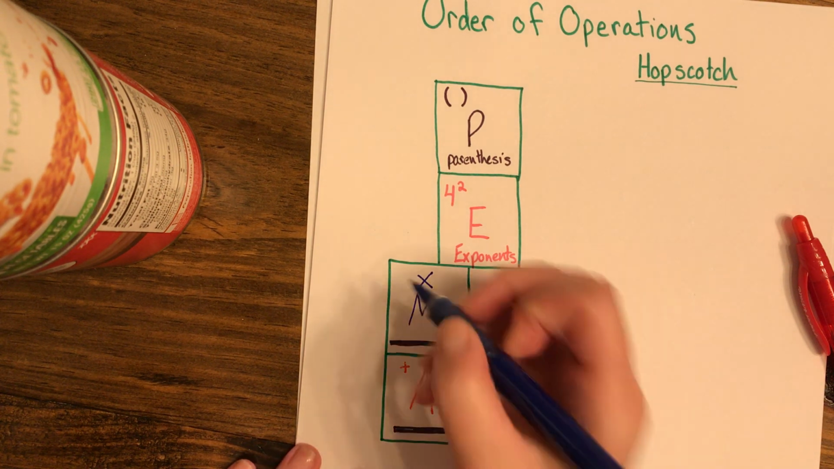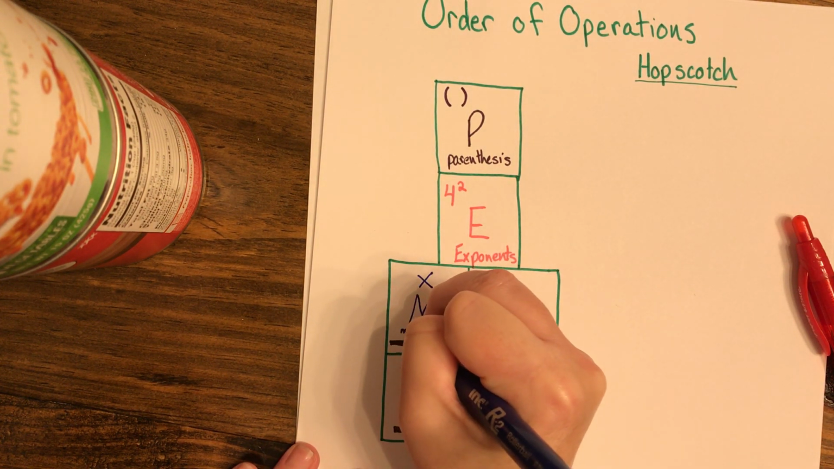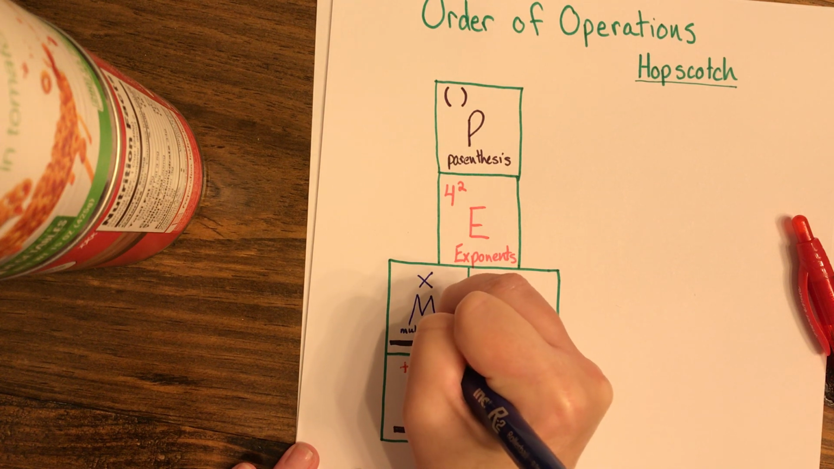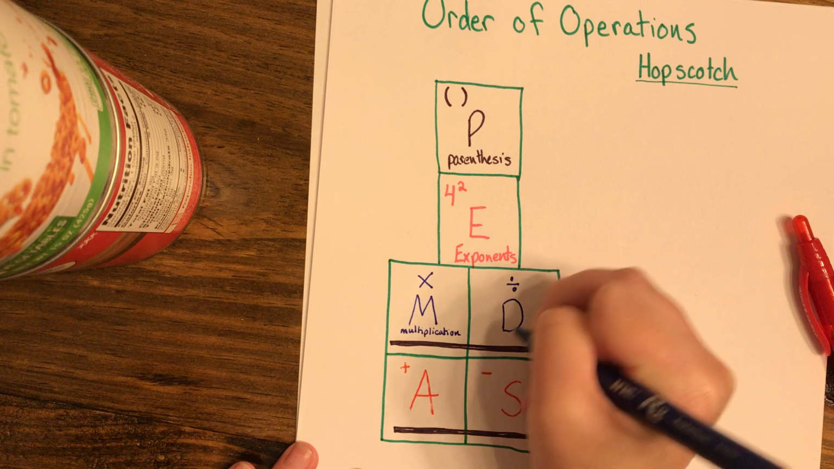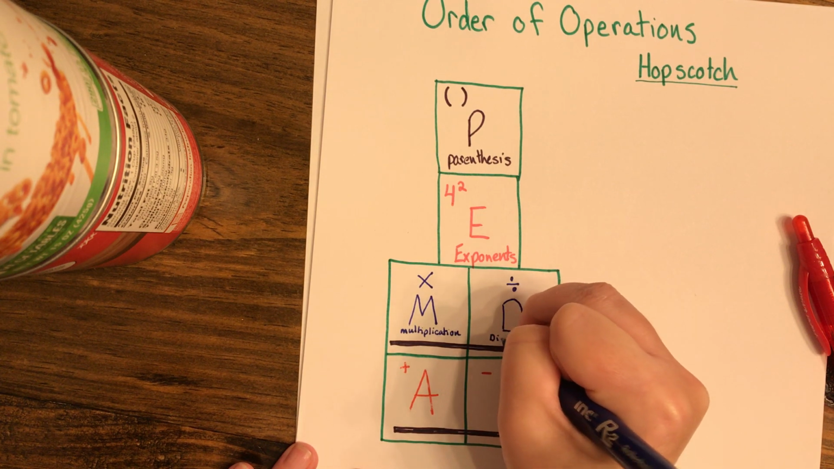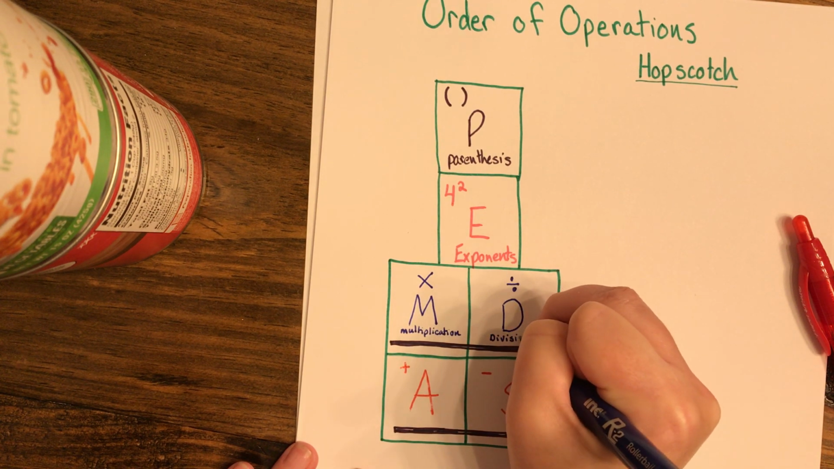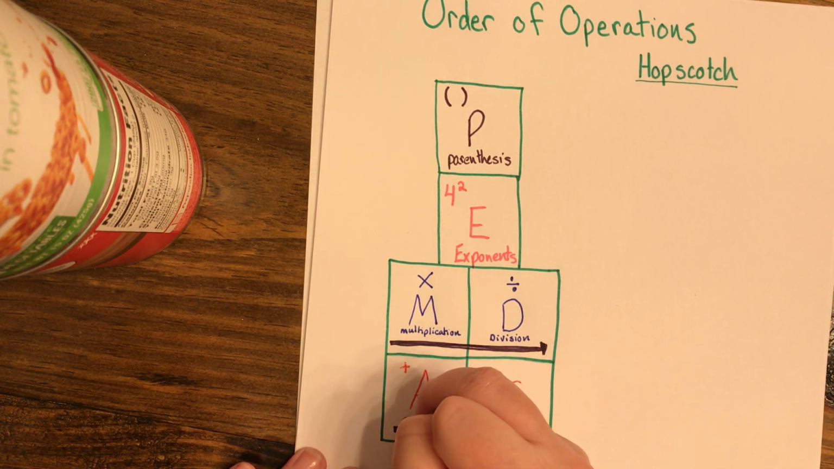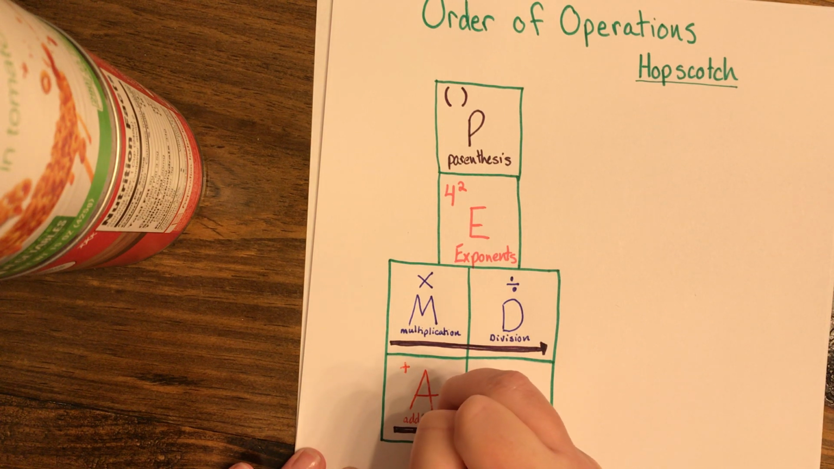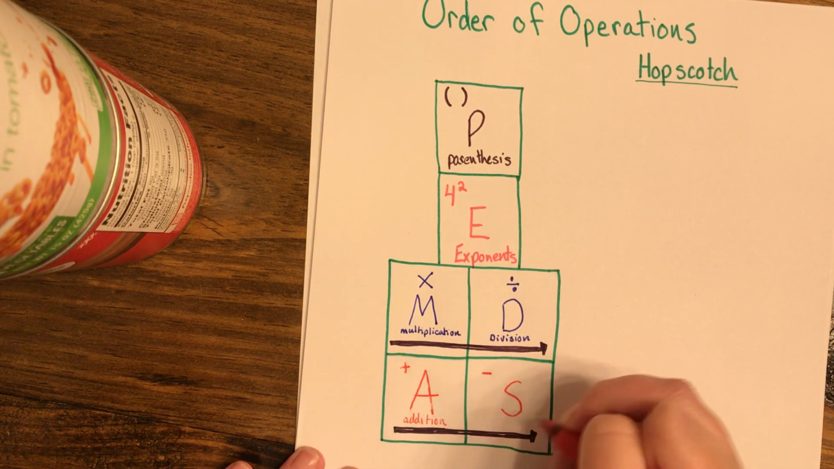Oh, and underneath these let me write what these are. So here, this was multiplication. Multiplication. And this one was division. This one is addition. Let me move to my other colored pen. This is addition. And this one is subtraction.